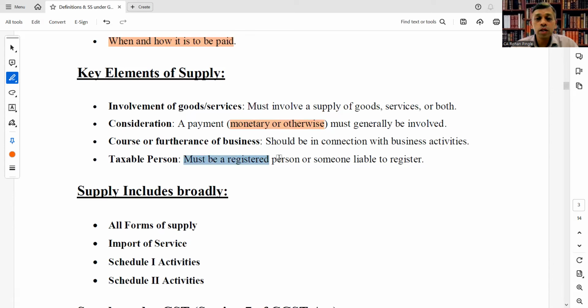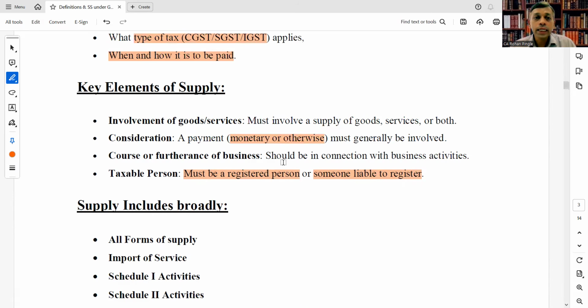Taxable person must be a registered person or someone liable to register. Here the key element is taxable person, not a registered person. See how the law is conveying it: a taxable person must be a registered person or someone liable to be registered. This is the law language. Key elements of supply: involvement of goods or services, consideration, course or furtherance of the business, and taxable person.